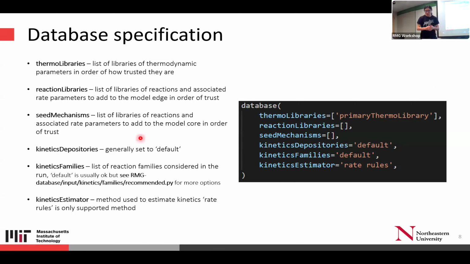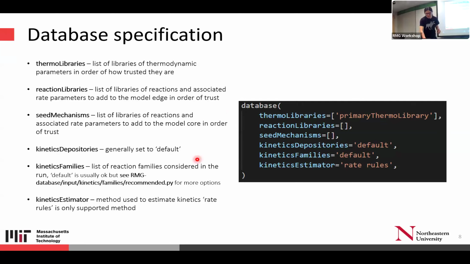Seed mechanisms. That's what you want the model to start out with. So we talked about the core and the edge. Whatever you put in the seed mechanism, it uses the same type of file that you would pick for a reaction library. It's a set of reactions that automatically gets added into your core. A side note, anything you pick for the reaction libraries automatically gets added into the edge. So RMG will at least consider everything that is in a reaction library, or it's available for it to consider.